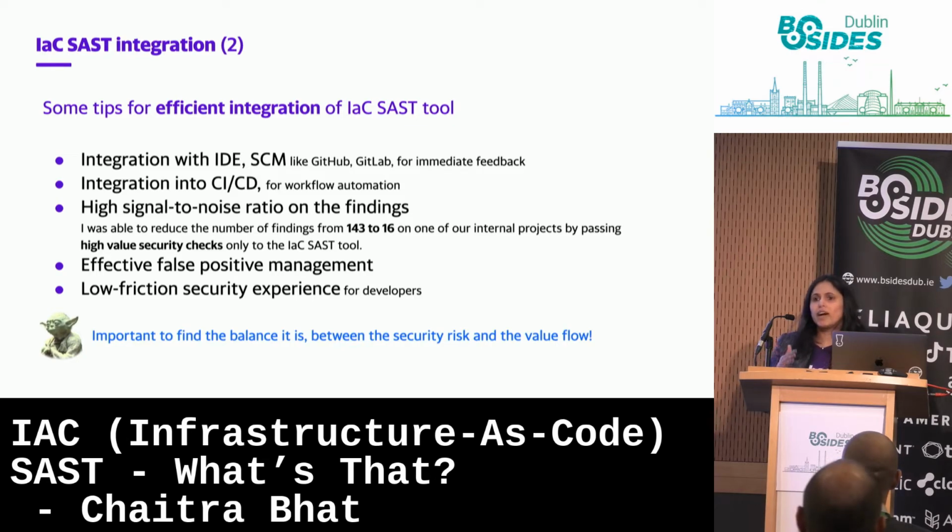We just want to find high value and meaningful findings, as I said, so that the developer is motivated and engaged and wants to look at the findings and fix them, not just throw an IAC SAST tool at them which reports hundreds of findings. Nobody's going to look at them, triage them, and fix them. So in one such example, I found that by just masking out the non-security related issues, I could bring down the number of findings from 143 to 16.